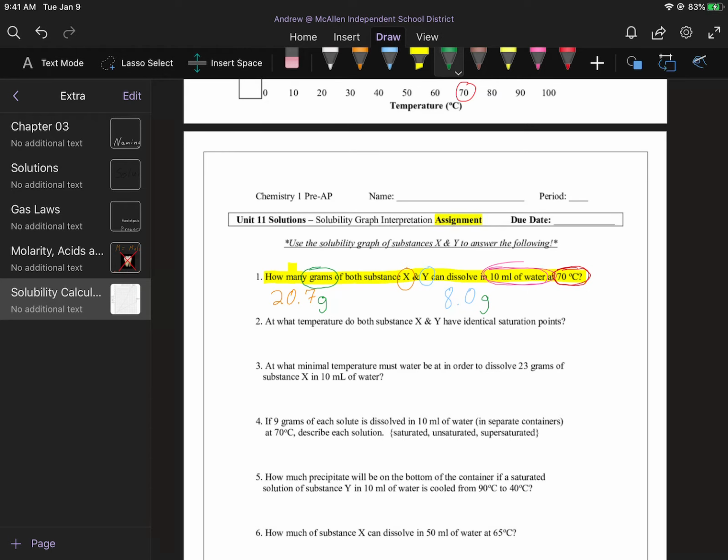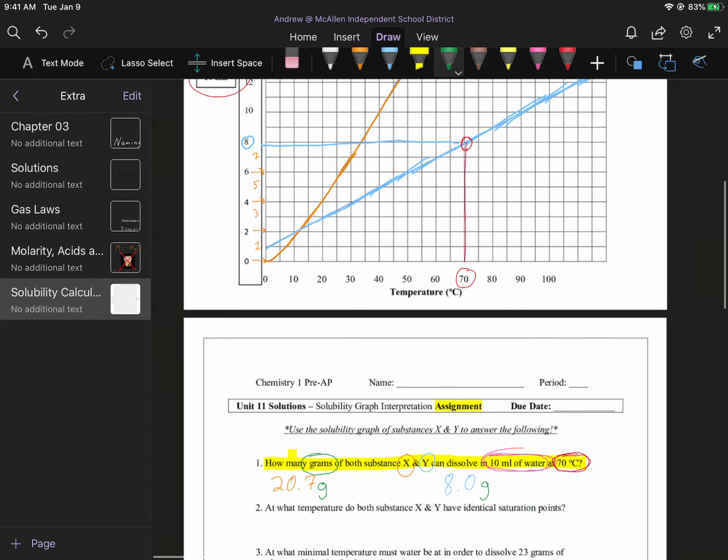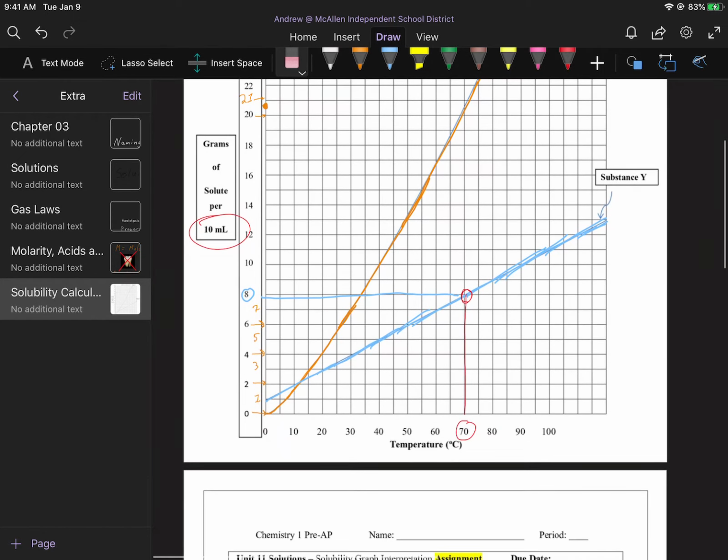Now, before we move on, we're going to have a little bit of info to add to this. What's going to happen if I'm not asking you always where does it intersect? So let's use substance X. Let's say at 50 degrees Celsius, I have 10 grams. So if I dissolve 10 grams of solute in 10 milliliters of water at 50 degrees Celsius, my line is right here. Not my line, my dot, my saturation point.